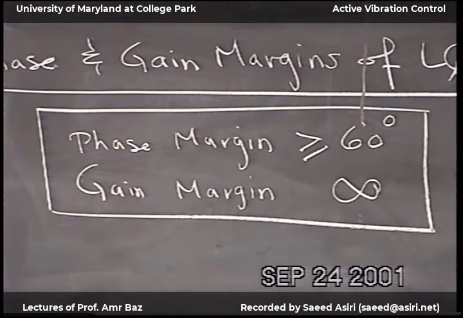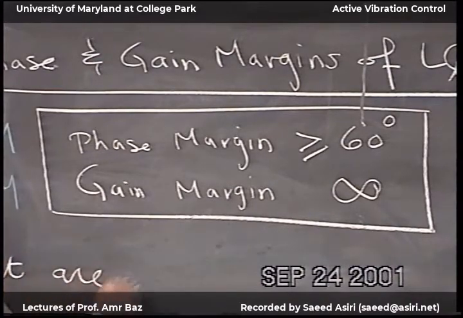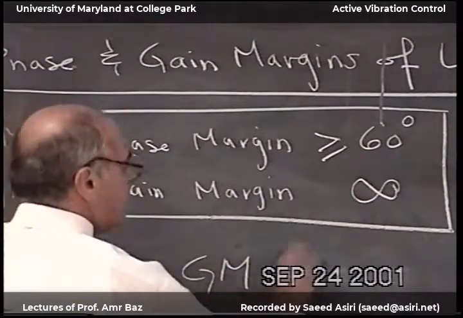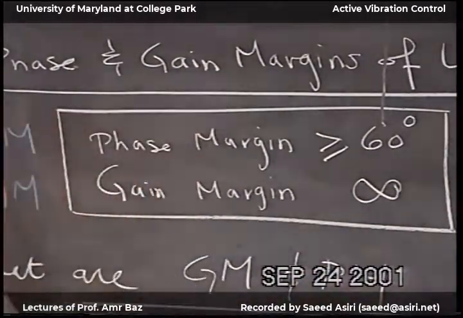Now, the phase margin is called PM. The gain margin is GM. First is, what are the gain margin and phase margin?